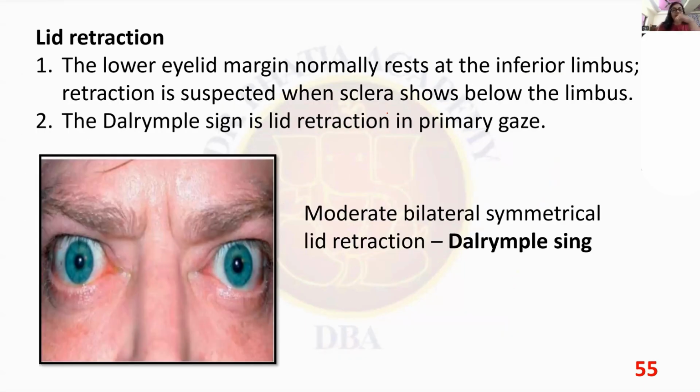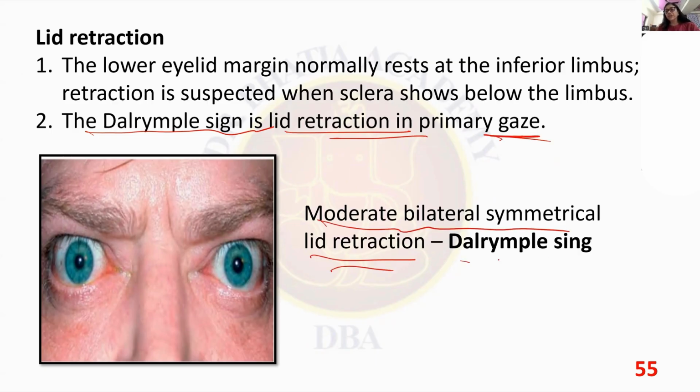So this is lid retraction. The lower eyelid margin normally rests at the inferior limbus. Retraction is suspected when sclera shows below the limbus. If you can see the sclera below the limbus, this is the Dalrymple sign, that is lid retraction in the primary gaze. Moderate bilateral symmetrical lid retraction, that is Dalrymple sign.